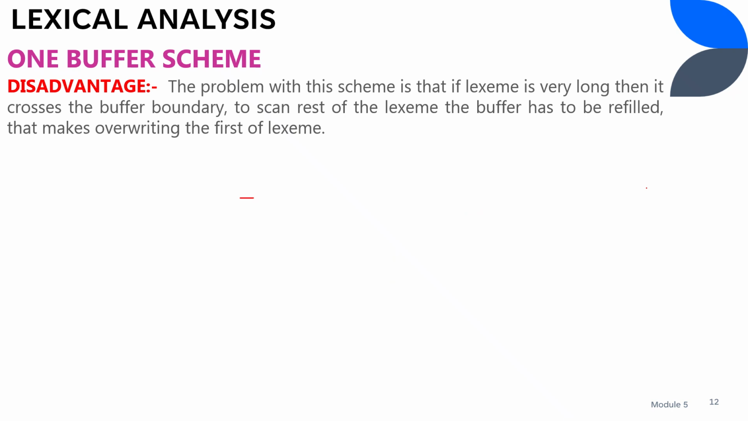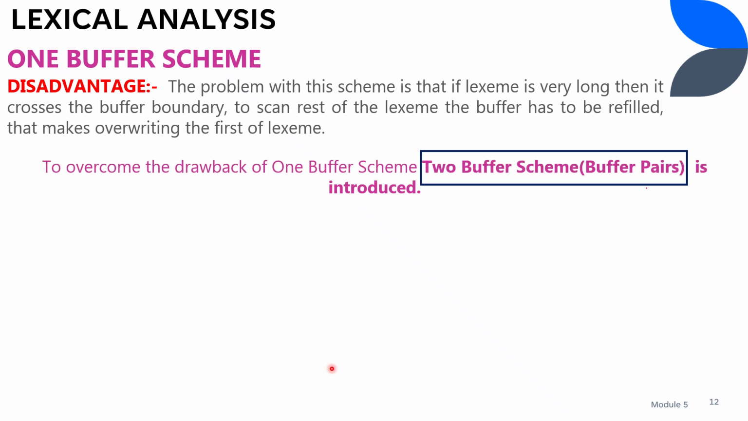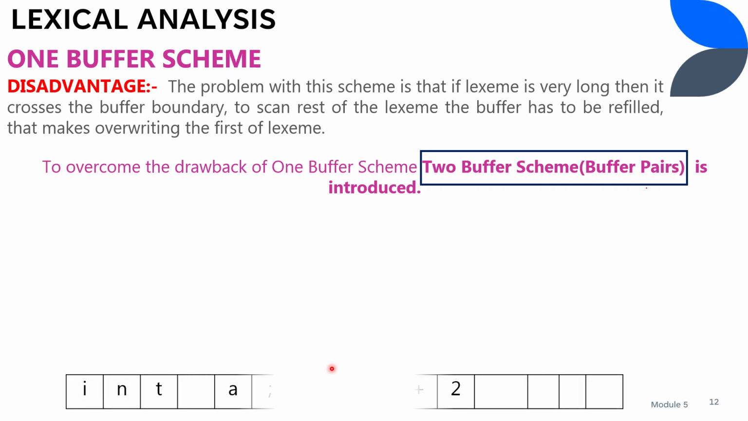Let us see what the slide says. If the lexeme is very long, it crosses the buffer boundary. So to scan the rest of the lexeme, the buffer has to be refilled. That makes overwriting of the first lexeme. So as I said, the R of result is overwritten and only ESULT will be saved in the buffer. So the identification of lexeme result is not going to happen correctly. Hence, another scheme, that is the two buffer scheme, is introduced.